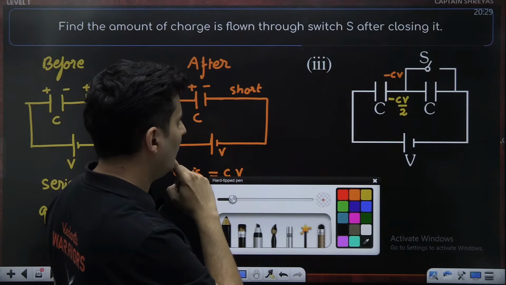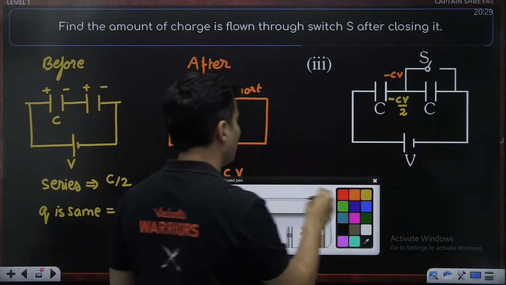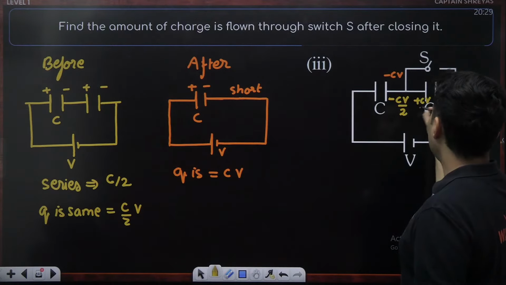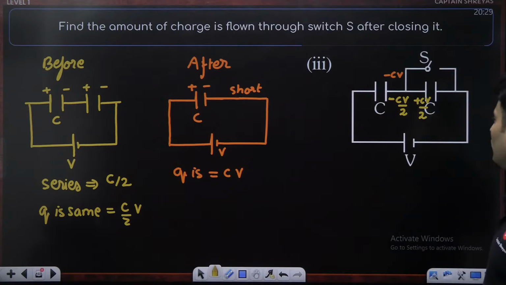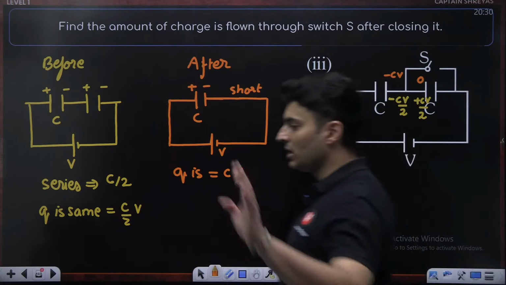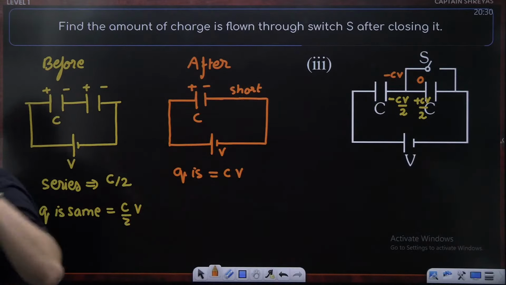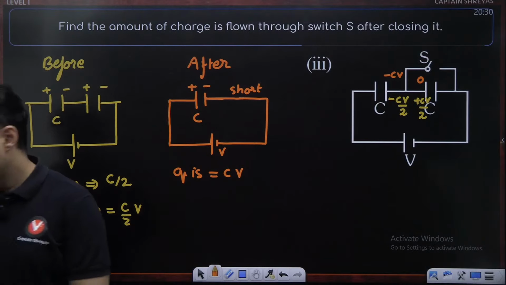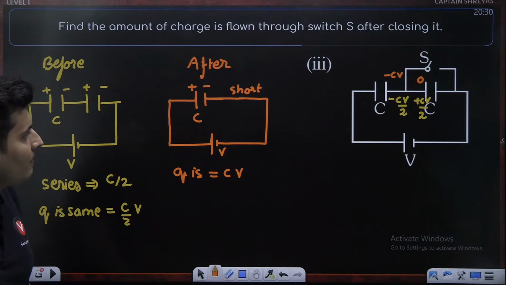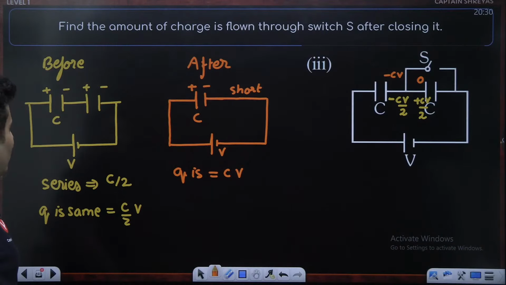Or there is one more thing over here. Even this had before plus CV by 2. Later on, that has no charge at all. We have to look at both the things. Yes. So, my dear warriors, plus CV by 2 is here, minus CV by 2 is over here.